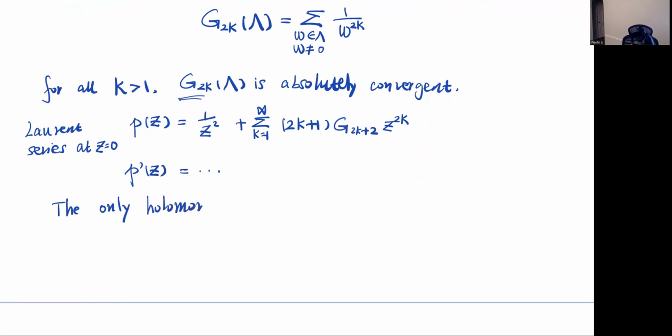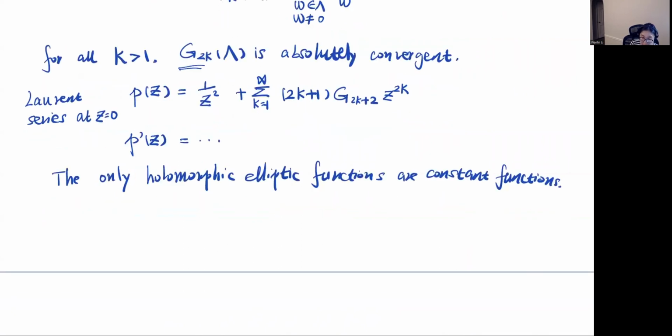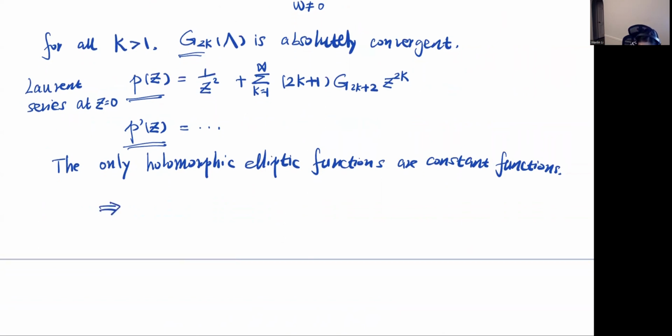holomorphic elliptic functions are constant functions. So by comparing the order of poles at z equals 0, we can set up an equation between powers of ℘ and powers of ℘′(z). When you eliminate the pole using ℘ and ℘′, you get a constant function, and that calculation will tell you exactly that ℘′(z).